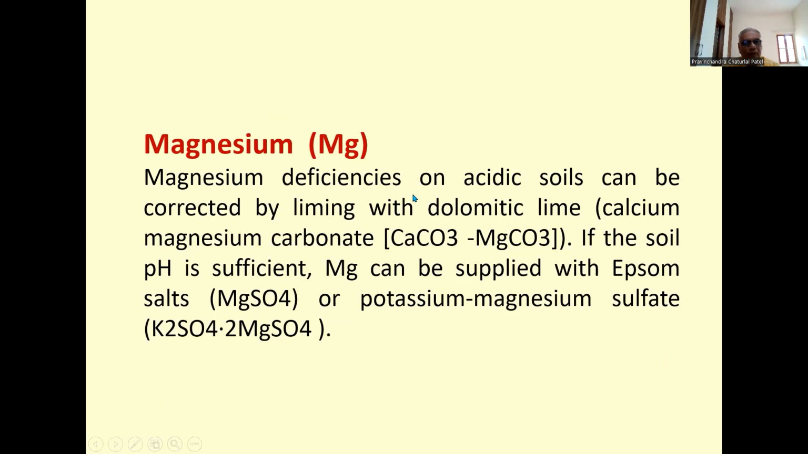Magnesium deficiency, which I said is observed in acidic soil, can be corrected by liming with dolomite lime, calcium magnesium carbonate. If the soil pH is sufficient, magnesium can be supplied with Epsom salt, MgSO4, or potassium magnesium sulfate.